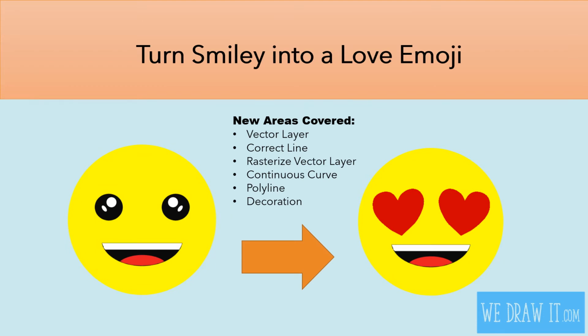In our last video, we made Mr. Smiley. In today's video, we're going to continue working with layers to turn Mr. Smiley into a love emoji. We are going to go over how to add a vector layer, how to correct lines in our vector layer, how to rasterize our vector layer, and also how to use the continuous curve function, the polyline function, and also the decoration tool. So let's get started.